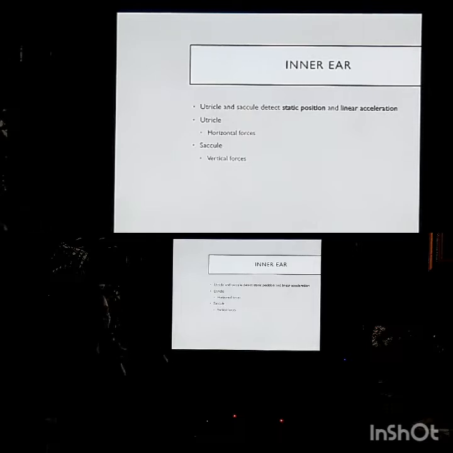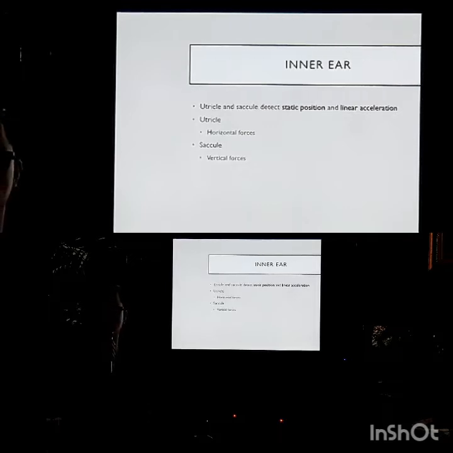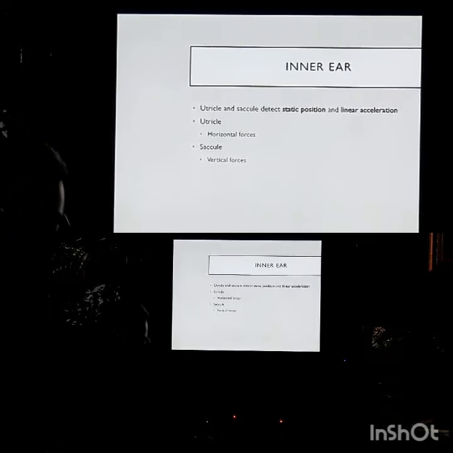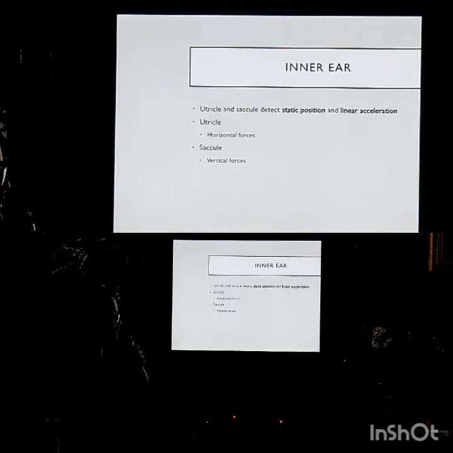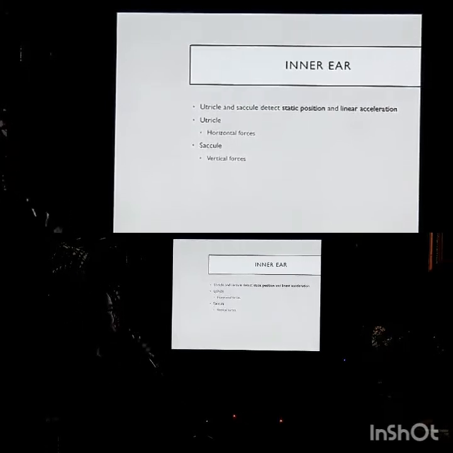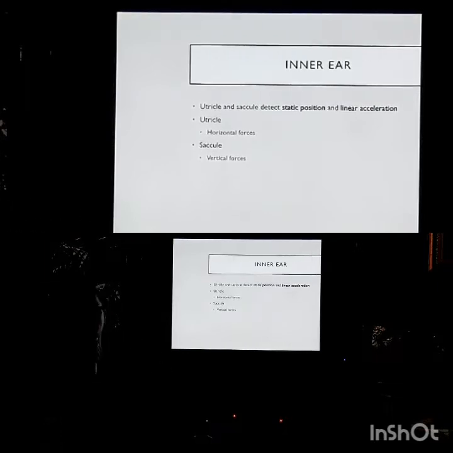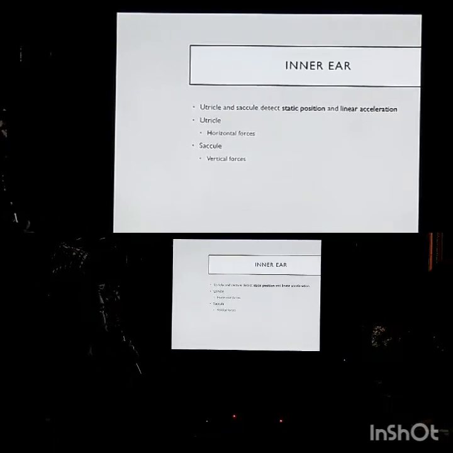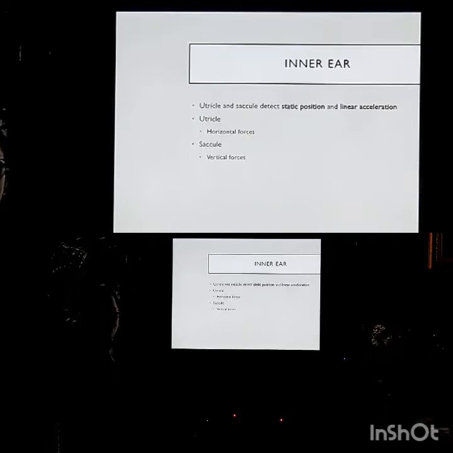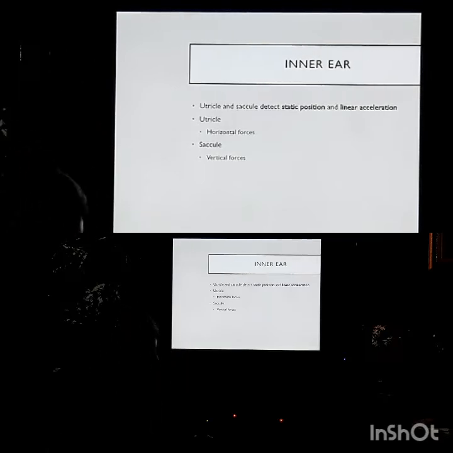Okay? So remember that the utricle and saccule actually detect static position and linear acceleration, meaning up and down, forward and backward. So if I'm walking and I suddenly stop, my utricle and saccules are working. If I am standing and I pick something up from the floor, my utricle and saccule are stimulated, hyperpolarized or depolarized, depending on the position. So the utricle is mostly responsible for horizontal forces, walking forward and backward, whereas the saccule is mainly responsible for vertical forces, upward and downward, picking up objects.